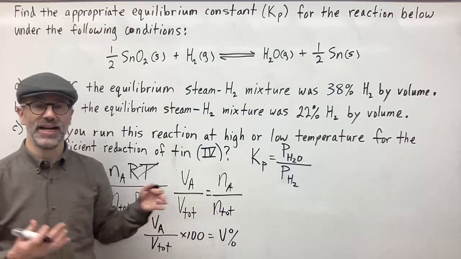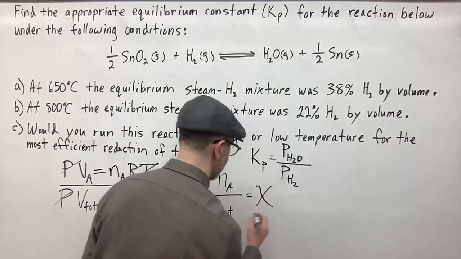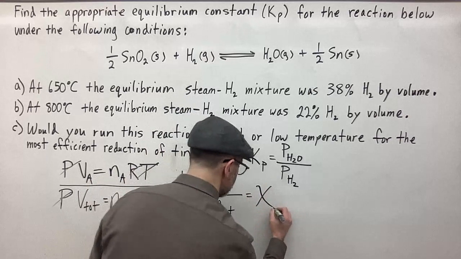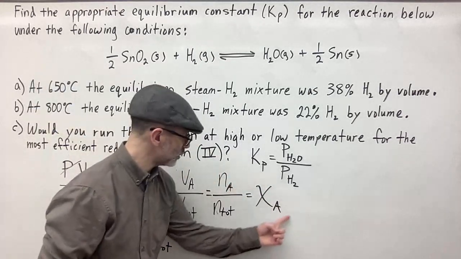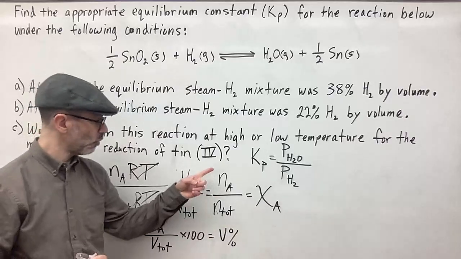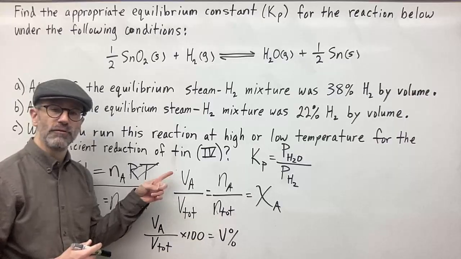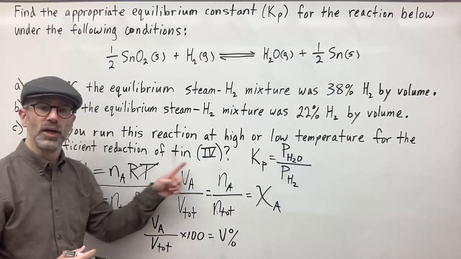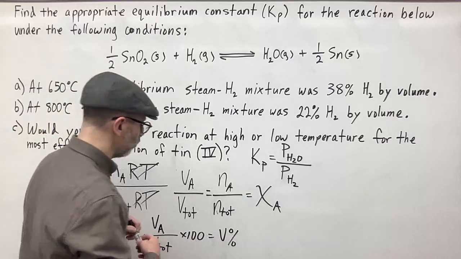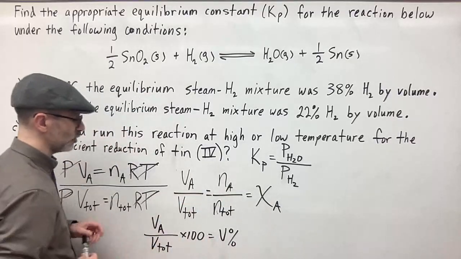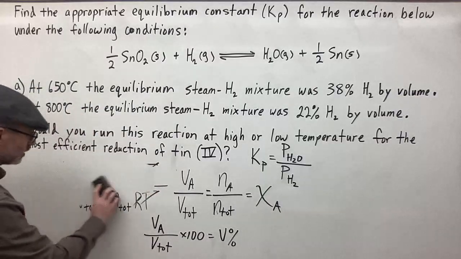Hopefully you recognize that as the mole fraction. So that is the mole fraction represented by this symbol, Greek symbol chi. So the mole fraction of A is equal to the moles of A over the total moles, which is also equal to the volume of A over total volume, which is kind of what we're given here. Okay, so these are equal to each other. So we could use that to help us convert.